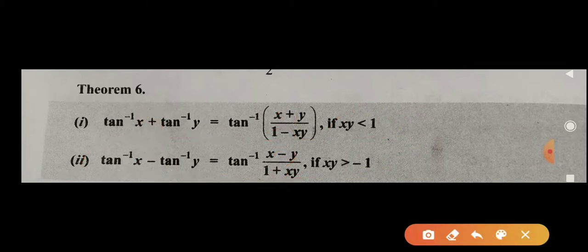One more thing, there was a formula in class 11th: tan(a plus b) equals (tan a plus tan b) upon (1 minus tan a into tan b). With the help of that formula you can remember: in place of tan a, x is there, in place of tan b, y is there, and 1 minus tan a multiplied by tan b. In the same way, the second formula can be learned. Next property, but first I am going to give one example based on these two properties.